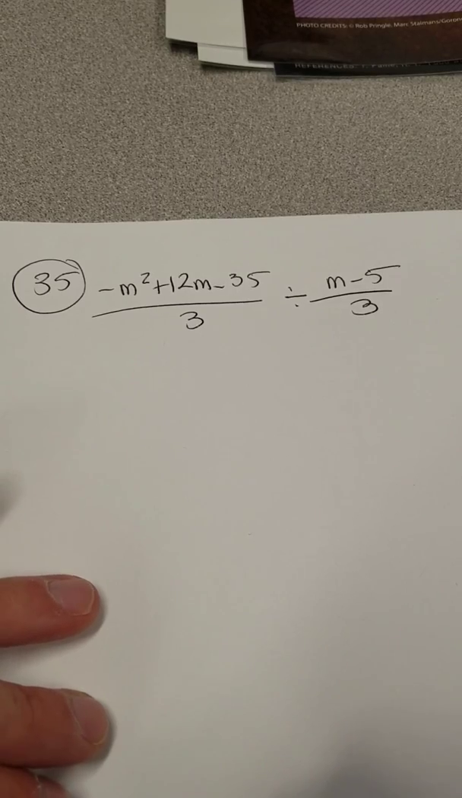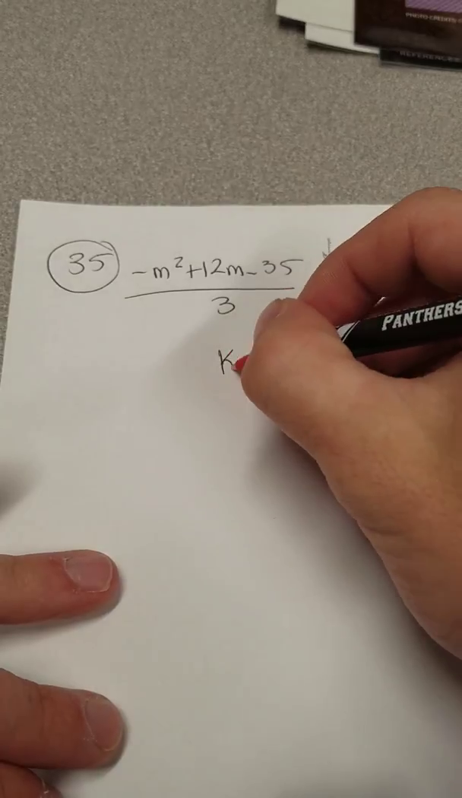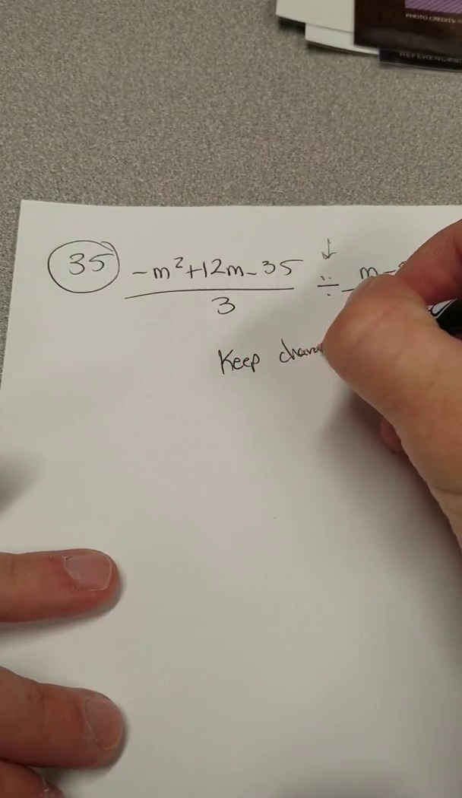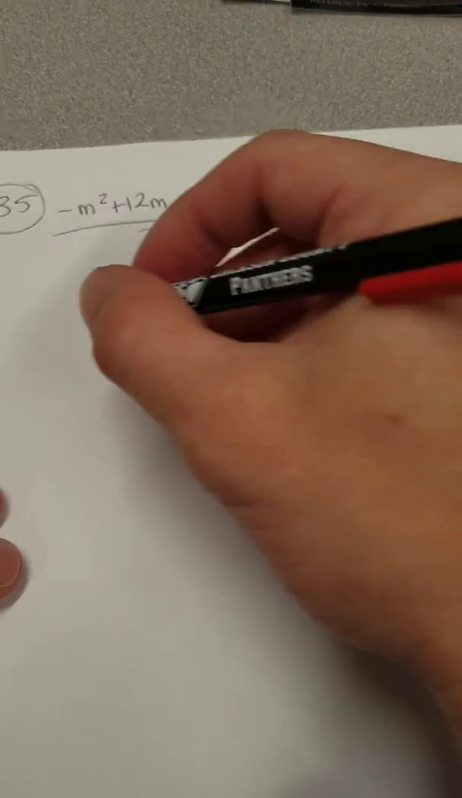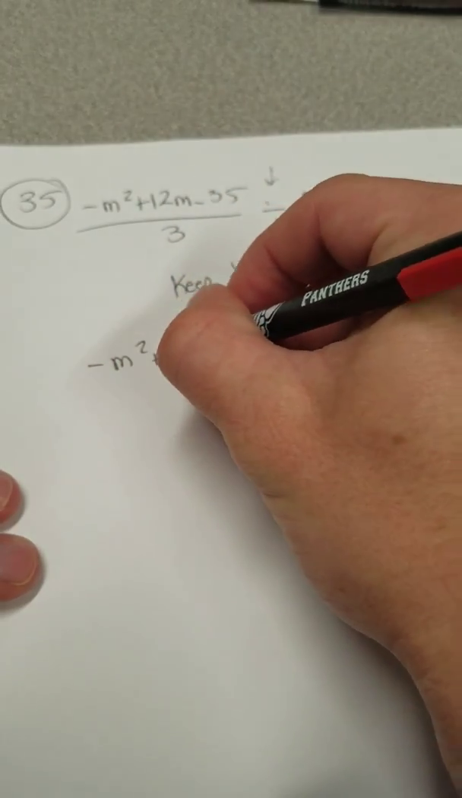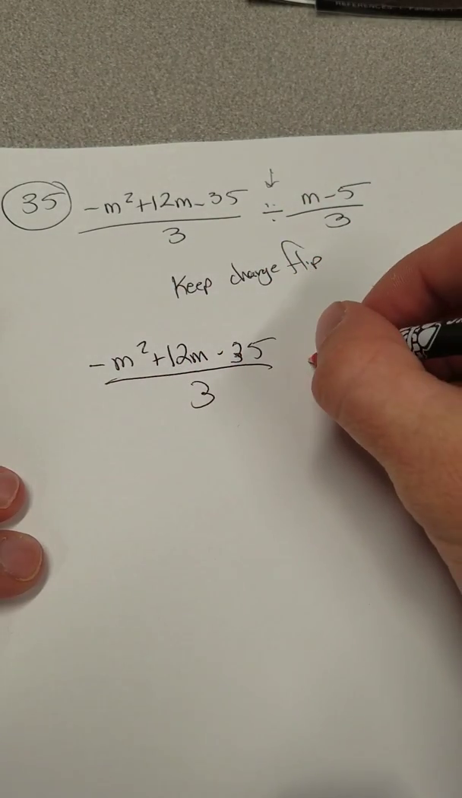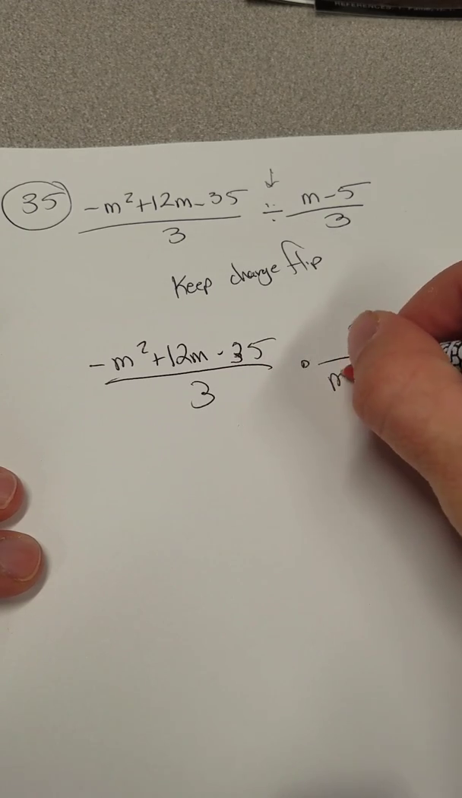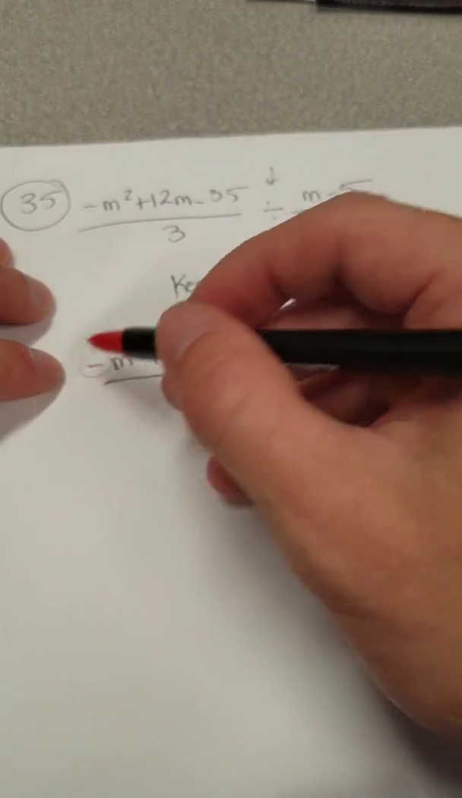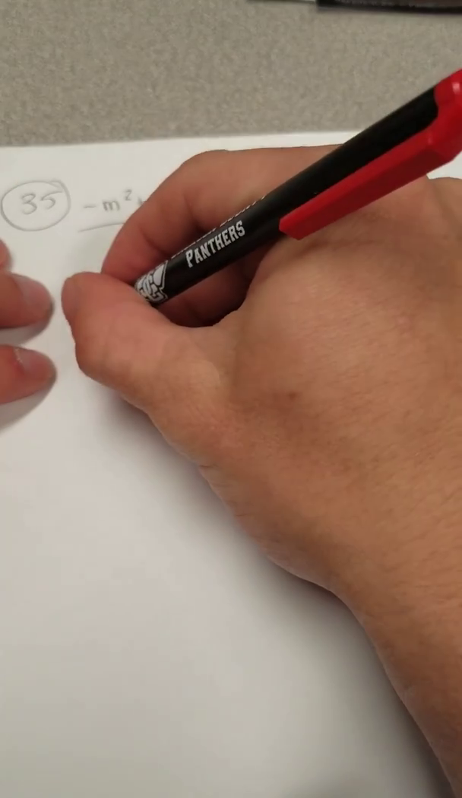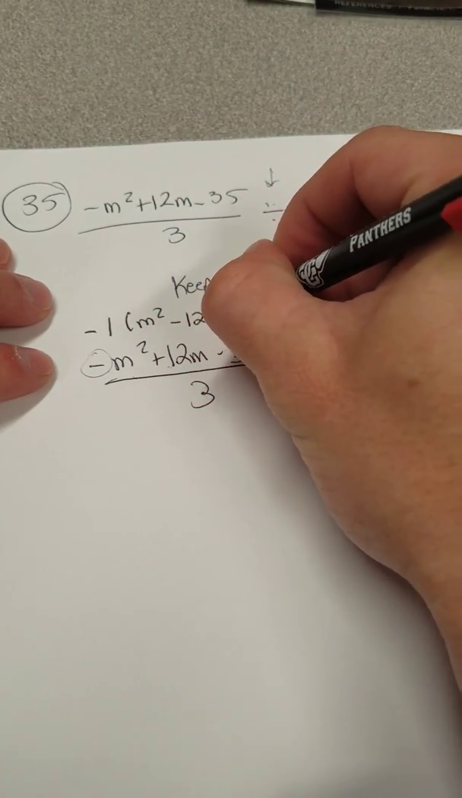On number 35, the difference here, this is division. So with division, we do keep, change, flip. So we keep the first fraction, times flip the second fraction. Okay. Now we need to factor this, but there's a -1 out in front that we need to deal with first. So I'm going to factor a -1 out and make this m squared minus 12m plus 35.